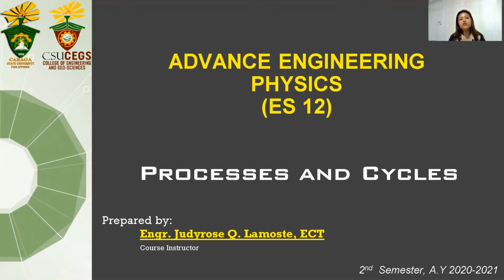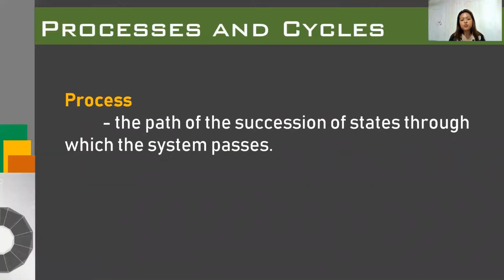So whenever one or more of the properties of the system change, we say that a change in state has occurred. Before we go deeper into examples of processes, let's first define what a process is. A process is the path of the succession of states through which the system passes. Now, that is what we call a process.